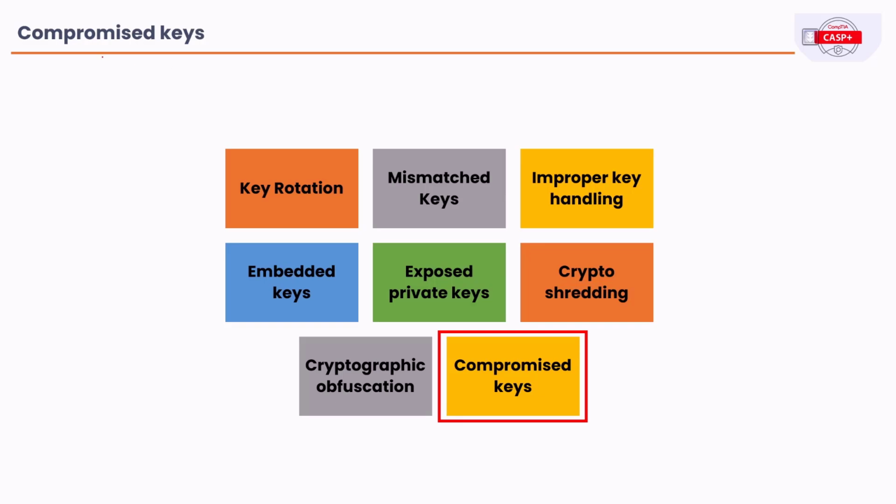And the last concept is compromised keys. Once a key has been compromised, it needs to be removed from use and added to the CRL. This must be completed as soon as possible. This may need to be done right away or at the very least within a few hours, depending on the value of the data and the potential for exposure. Private keys that have been stolen are an example of a compromised key.